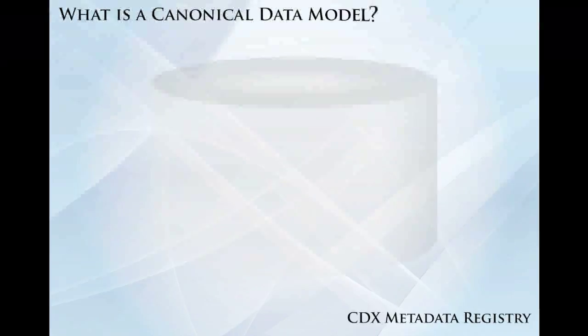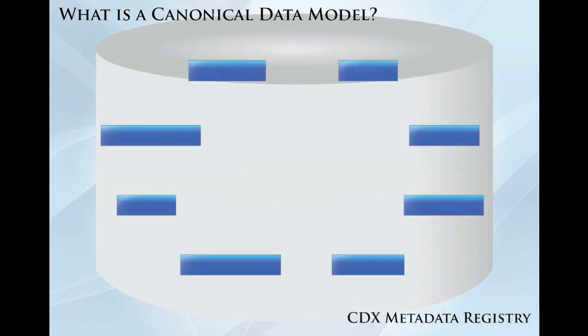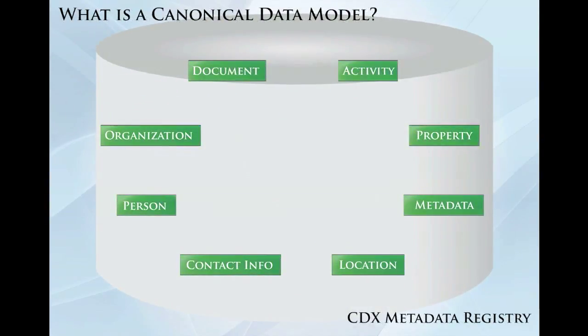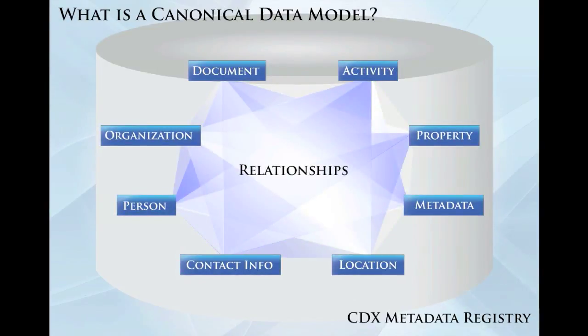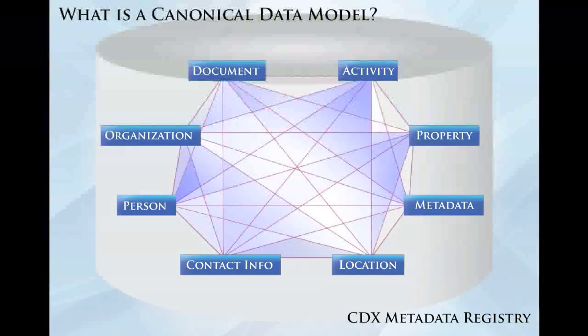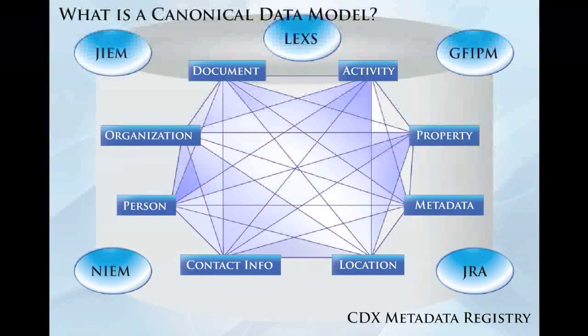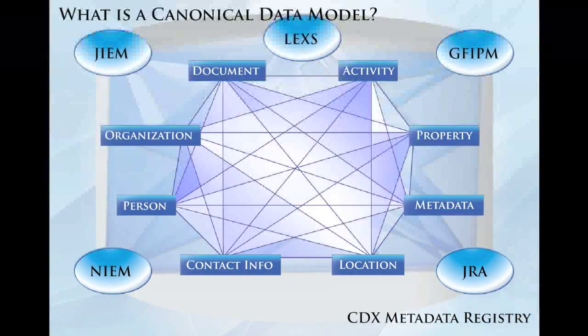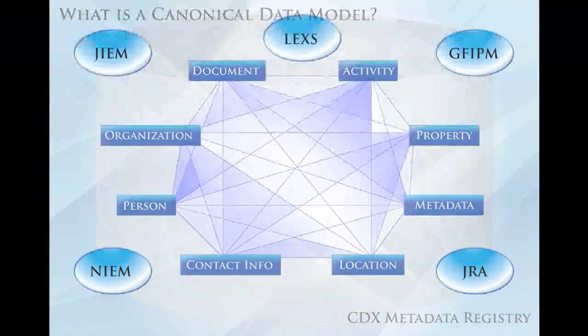In principle, it contains a canonical model of all the logical structures and definitions for all persons, things, and activities described in justice information exchanges, including the domain-specific roles such as suspects, victims, and witnesses. Further, it maintains the inheritance and relationships that are possible or dependent between these entities and their roles. Separately, CDX Exchange Builder maintains relationship mappings to the equivalent elements and structures of the most common standards vocabularies, such as NIEM, LEXS, JRA, and GFIPM.